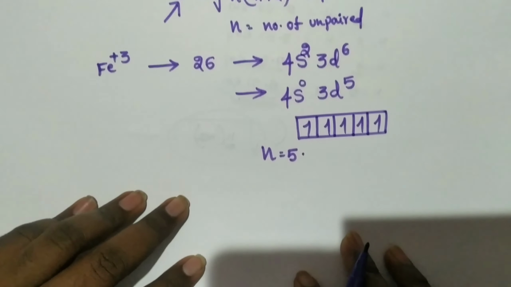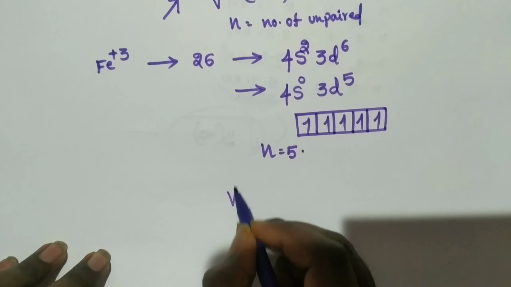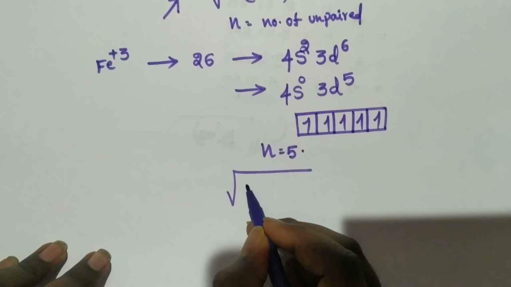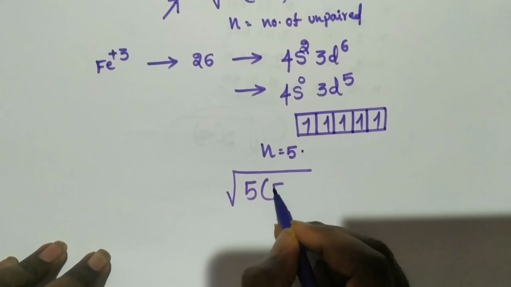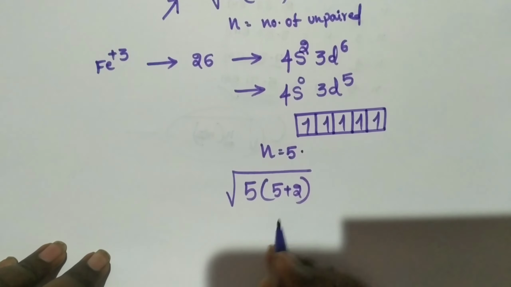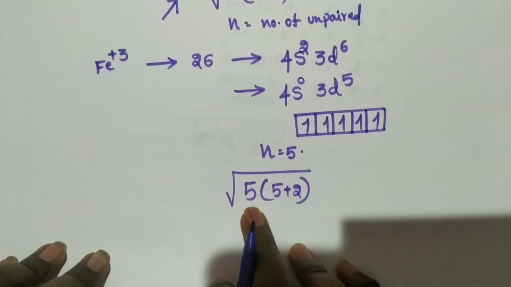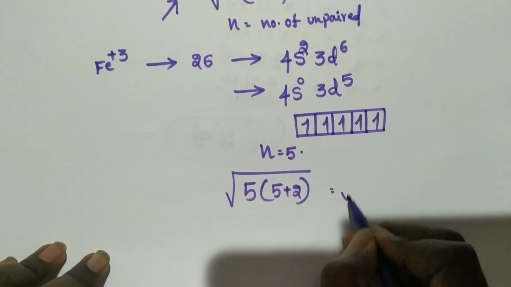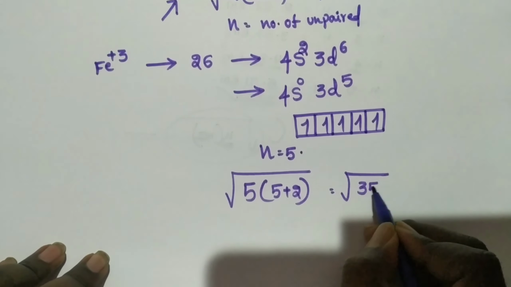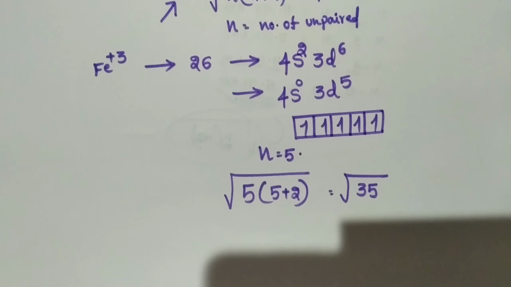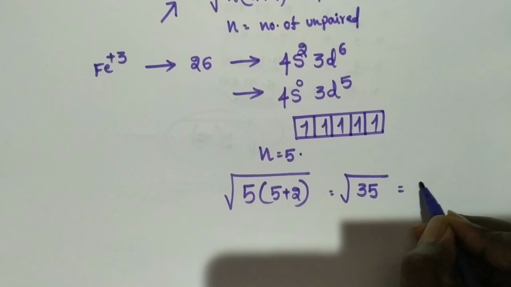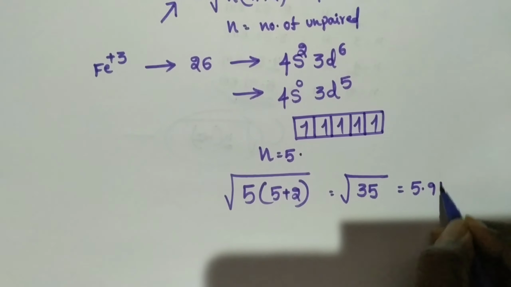So we have to substitute in this formula root over n into n plus 2. So 5 into 5 plus 2. 5 plus 2 is 7, 7 fives are 35. This is root 35. So root 35 value is 5.91. So we will see one more example.